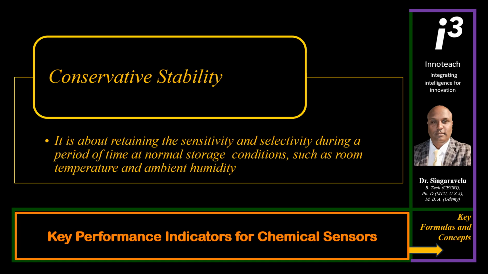Whereas the other one is called conservative stability. It is a property of a sensor that could retain the sensitivity and the selectivity during a period of time at normal storage conditions such as room temperature and ambient humidity. So you don't have any variations in the temperature, and you still have retained the same sensitivity and selectivity as it was tested earlier.